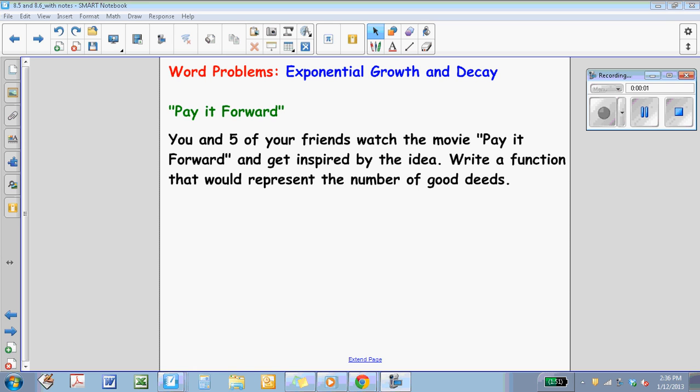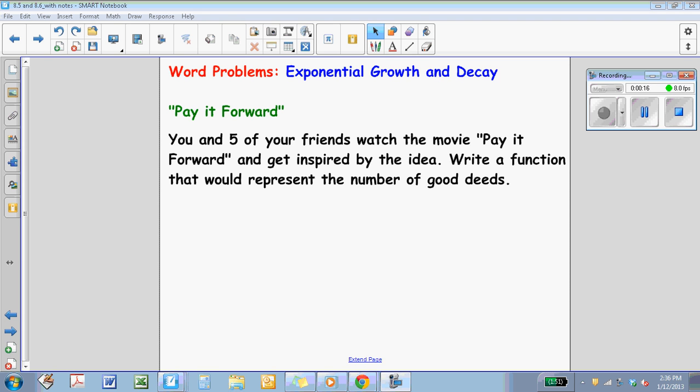Okay, so the only thing that I want to go over with you is how to set up equations for functions for the word problems. So we're going to go through this quickly, so it shouldn't take too long. The first example is from the paying it forward.